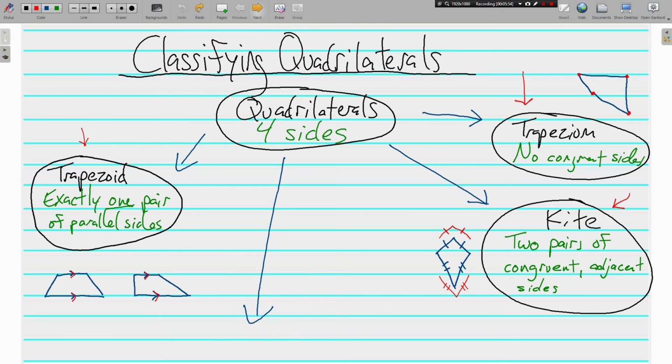If you have questions about the different figures, about the different quadrilaterals and how they're classified, write them down and be ready to talk about them in class.